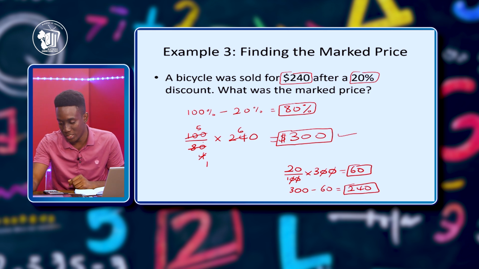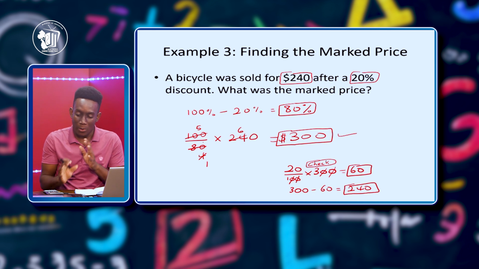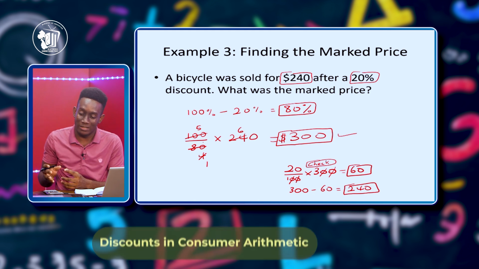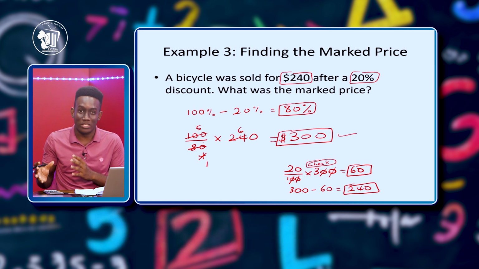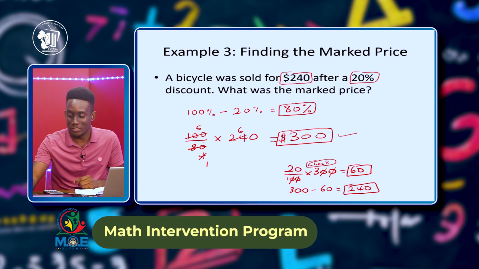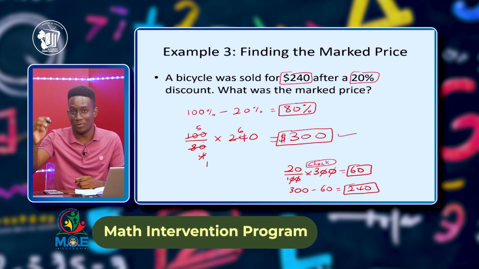And that is how we check to see if our answer is correct. So all we need to do is put the 100 over the percentage that remained after we took out the discount, and you multiply that by the selling price, and that would give us the cost of the item before the discount.